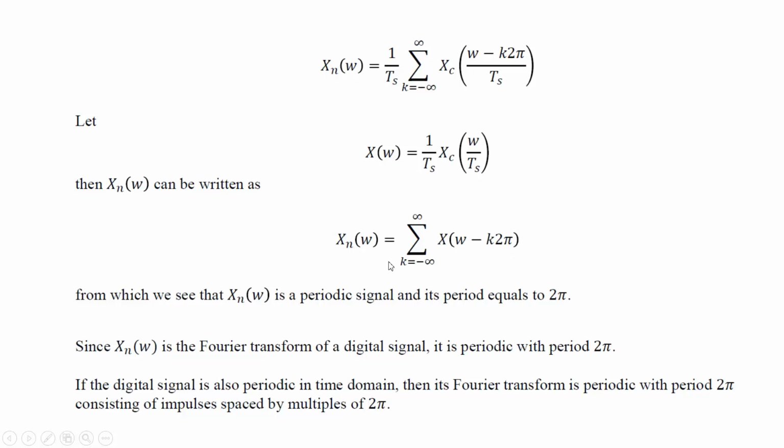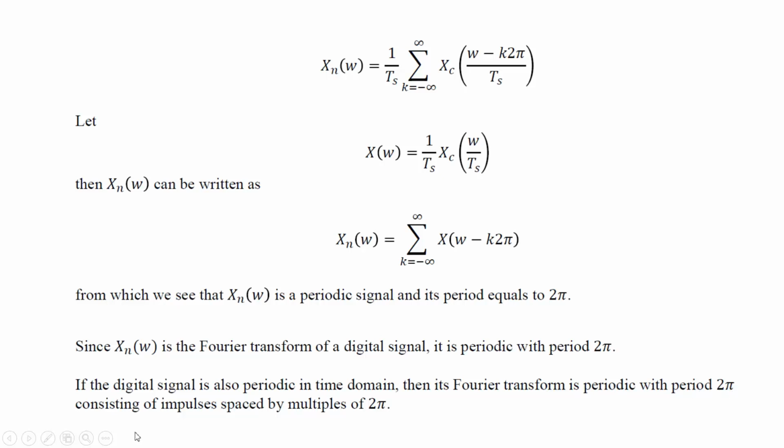All right. Now which says that the X(e^jw), what is X(e^jw)? This is the Fourier transform of the discrete signal. Now this is a periodic signal with its period equal to 2 pi. This is a very important result, that the Fourier transform of a discrete signal is a periodic signal with its period equal to 2 pi. Since X(e^jw) is the Fourier transform of a digital signal, it is periodic with 2 pi.